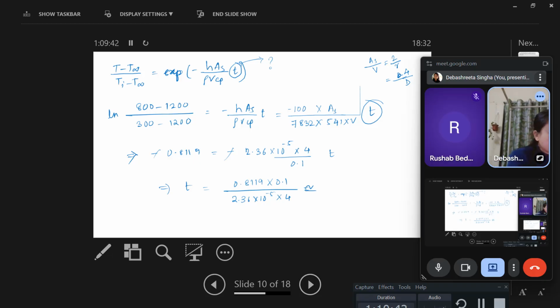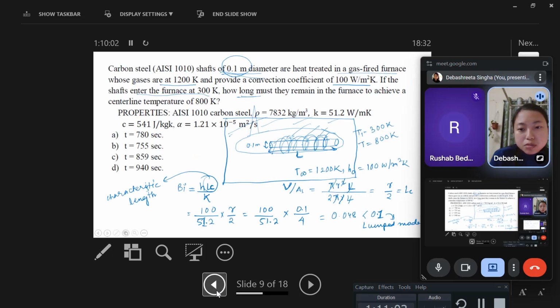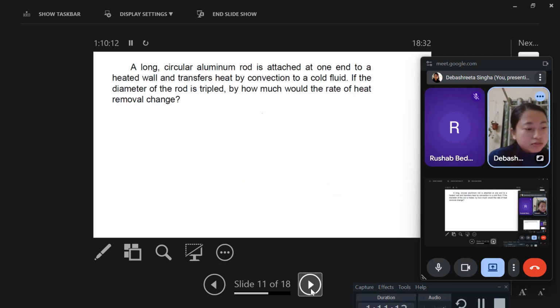How much did you get? How many seconds? 860.06. Yeah, so it's option C maybe. 859 is given here, so the nearest answer is this. So C is the answer. Okay, we'll go to the next question.